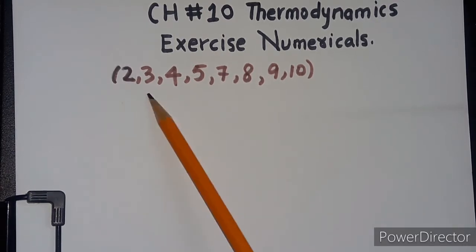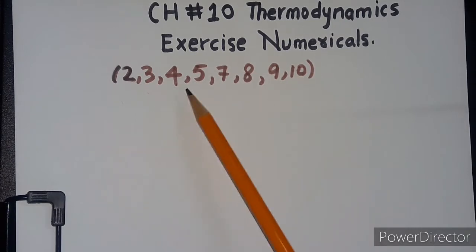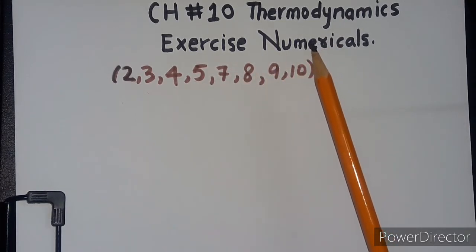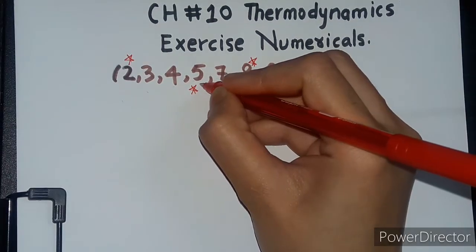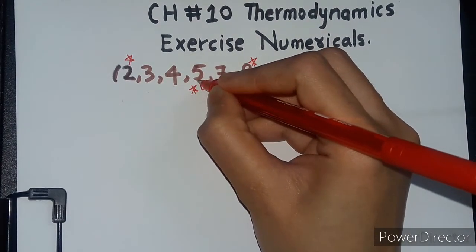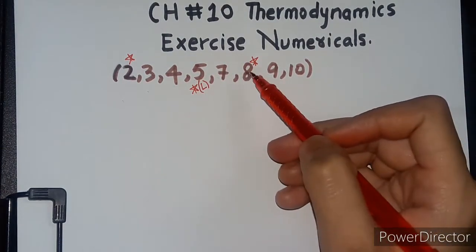Today we will do first year physics, chapter number 10, thermodynamics, exercise numericals, in which we are having numericals 2, 3, 4, 5, 7, 8, 9, 10. These are the numericals included in the reduced syllabus for the examination of 2021. I am putting a star on the important numericals. Numerical 5 is important for long, and 8.